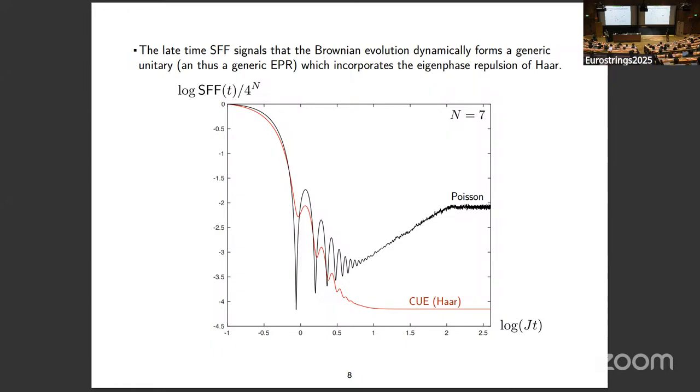Yeah, that's a good question. No, we cannot access that regime within our semi-classical approach. We're using the gravitational path integral within the disk approximation. We're not doing anything non-perturbative or anything like that. So yeah, it would be interesting to see whether randomness saturates as complexity.